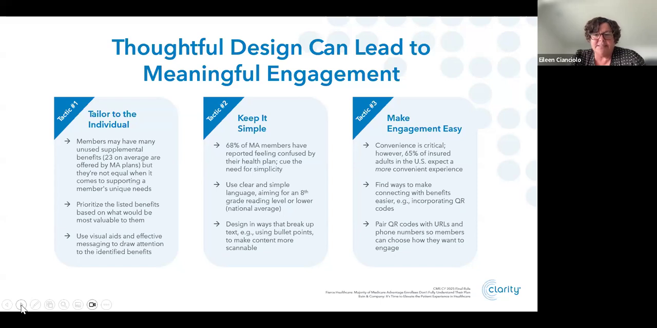And convenience is critical, right? 65% of insured adults in the US expect a more convenient experience. Some prefer print, some want to be directed to their portal, some want an email, some want text. Right? But what really drives engagement is the QR codes. And one of the things that we have is a unique, we call it Pathfinder. It's a unique QR code by member, which we know specifically the actions that that individual has taken and can point to a very specific landing page or spot for that individual to go based upon that QR code. We know who's interacting in what way.